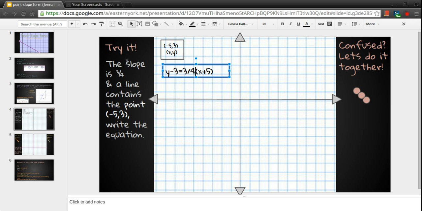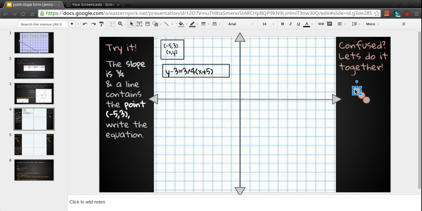Okay, so these here are the important facts in the problem. And we just made an equation, and we found our points and our slope. Now we're going to graph it.